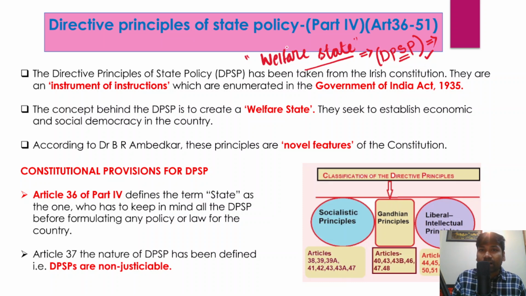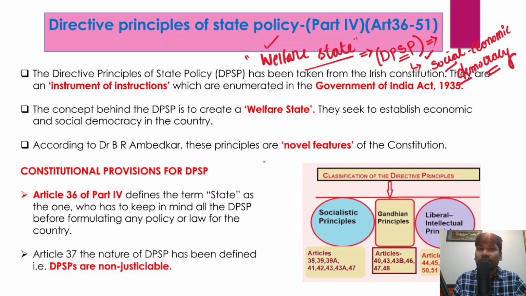So in fact, apart from ensuring a welfare state in India, DPSPs were also established for achieving the goal of social and economic democracy. They play a very important role in achieving the goal of social and economic democracy in India. So political democracy is achieved through the fundamental rights, and social and economic democracy in India is achieved through the directive principles of state policy.